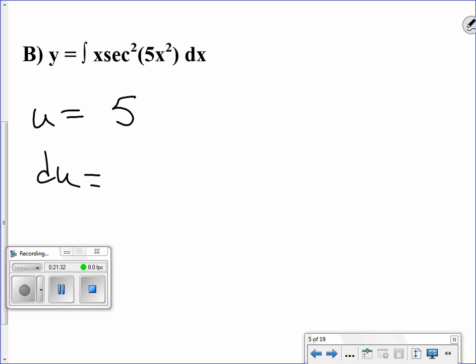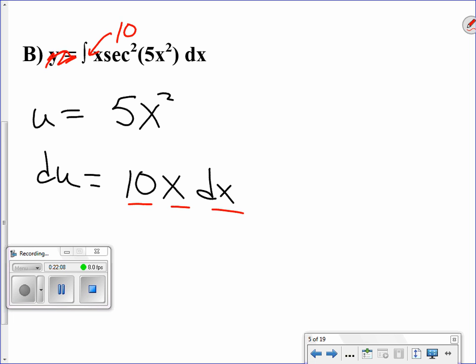5x squared. This is going to be more manageable, right? All right, what's du then? 10x dx. All right, let's look at the factors of du. Can we get these? Yeah, what's the only thing we're missing? The 10. See, that's okay. You're only allowed, if you're missing a factor that's a constant, to put it in. If I was missing the x, I could not do this problem. But I can put in the 10. Say I have the 10 here. What goes in front? A 1/10.